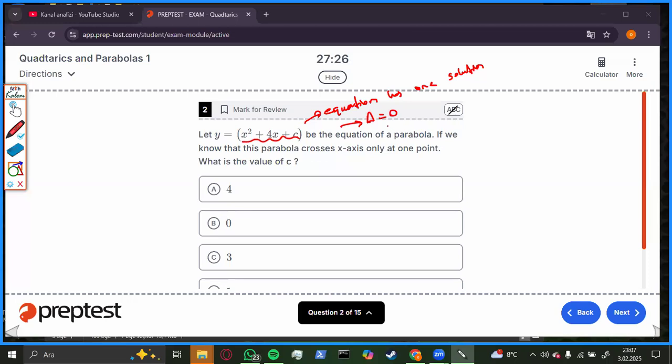So let's show the formula of the discriminant. As you see, if the equation is like this, the discriminant is b squared minus 4ac. So b is 4 here, 4 squared minus 4 times 1 times c, and we know that it's 0. That time 16 is 4c, so c is 4. That's why option A is true.